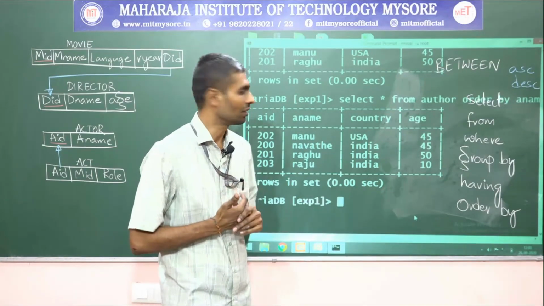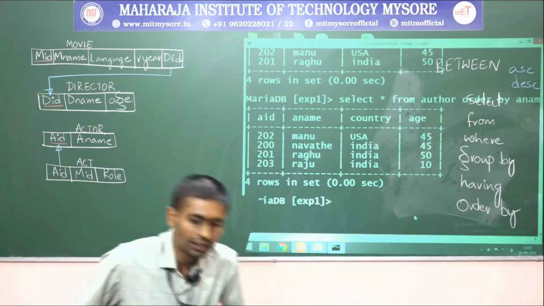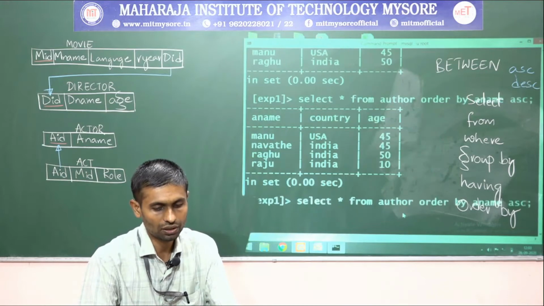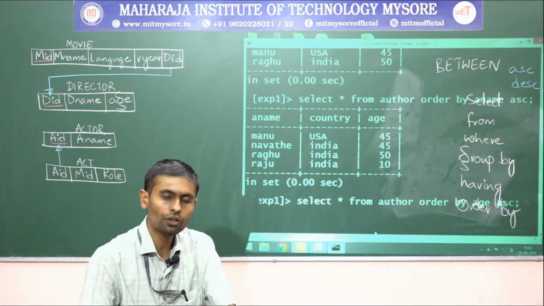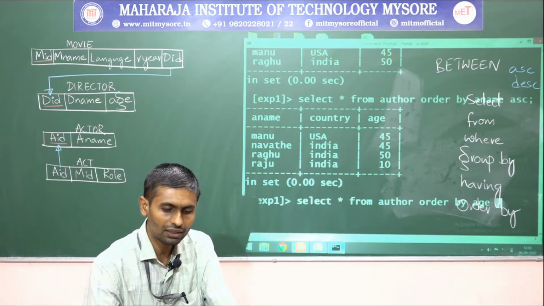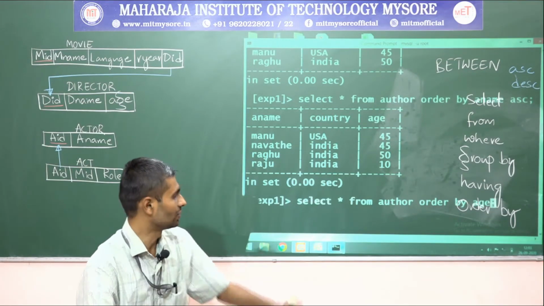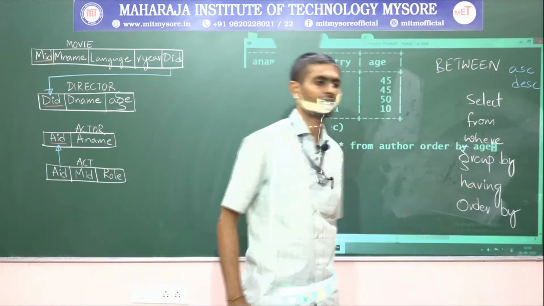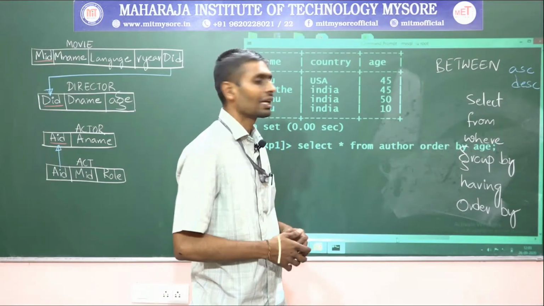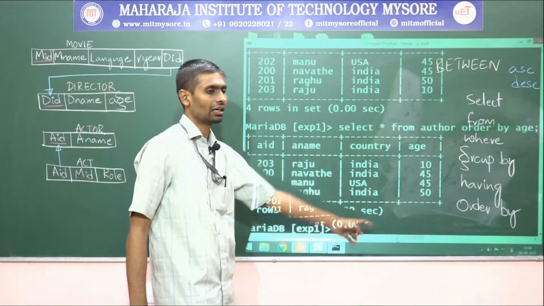But I have not explored the descending, so let me explore descending order of sorting based on age. And one more interesting thing, guys. Suppose I miss this ASC, then what happens? Any predictions? Yes, it sorts. Even if I have not mentioned it, it sorts in ascending order fashion. By default, it makes use of ascending order, right?